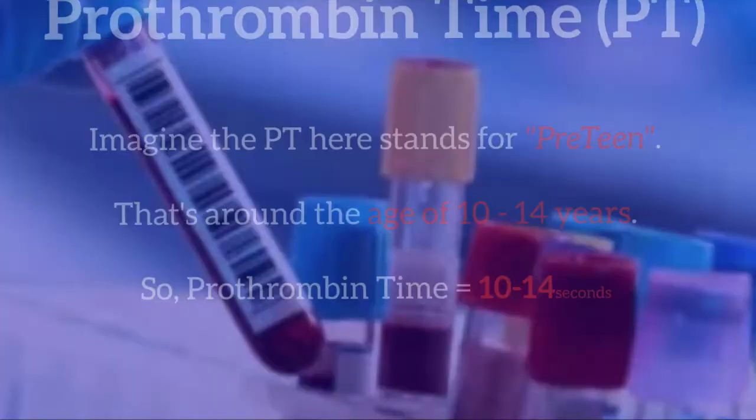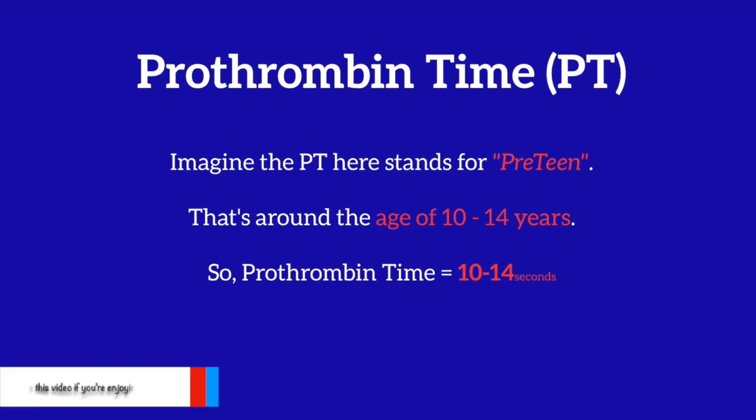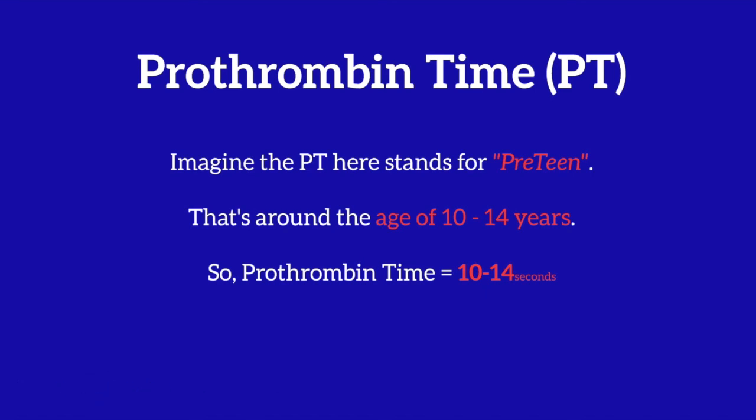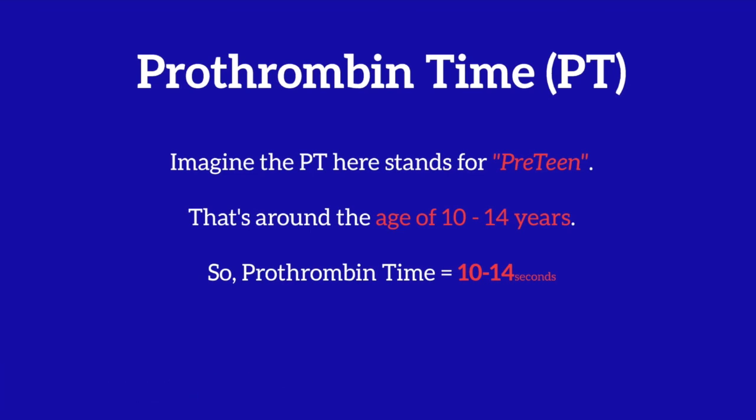Prothrombin time. Okay, prothrombin time. So prothrombin time is PT. For me, PT sounds like pre-teen, pre-teenage. Okay, so when do you consider a person a pre-teenager? 10 years, of course. Teenage officially starts at the ages that end with teen. So we have 13, 14.